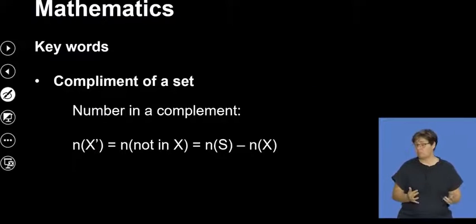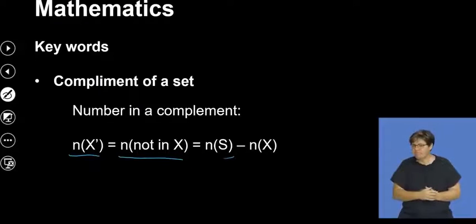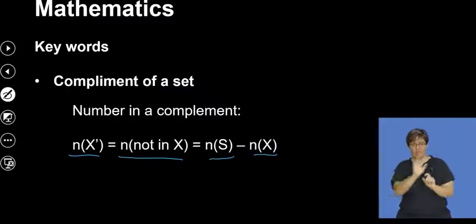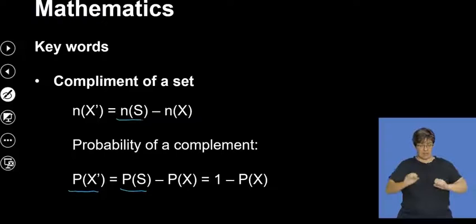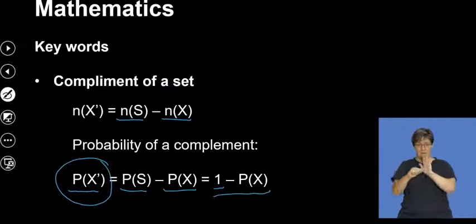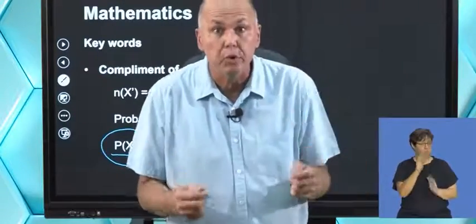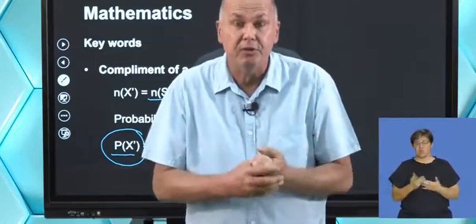Now, we have some rules about the complement. We can say, what's the number in the complement? Well, the number in the complement is the number that isn't in X. What does that mean? It means it's the number in the sample space minus the number in X. And if we were to look at probability, then we'd recognize the probability of the complement is going to be the probability of the sample space minus the probability of X. And we know the probability of the sample space is 1, so the probability of the complement is 1 minus the probability of X. Now, this is a very useful rule, and I want you to make sure that you've got it very clear, because we're going to show how we can use this in some applications of the rule a little later on.